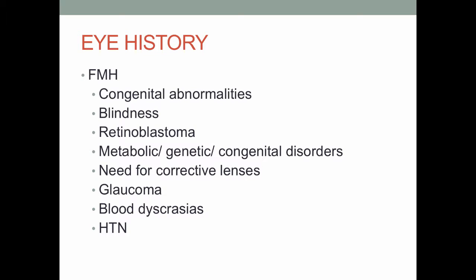Family history is important as well, and if there's any family history of congenital anomalies associated with the eyes, any family history of blindness, retinoblastoma, metabolic, genetic, or congenital disorders that involve the eye, need for corrective lenses in family members, glaucoma, blood dyscrasias, hypertension, any of those things could have implications for this child's eye down the road.